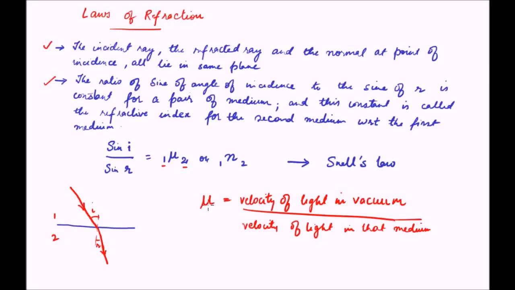So mu will always be greater than 1, or at least it will be equal to 1. Why? Because the speed of light can never exceed the speed of light in vacuum. So the numerator will always be either greater than or equal to the denominator. Therefore mu will always be greater than or equal to 1. When will it be equal to 1? When we are discussing the refractive index of vacuum itself. In any other case, the speed of light will be less than the speed of light in vacuum, hence the refractive index will be greater than 1 in those cases.